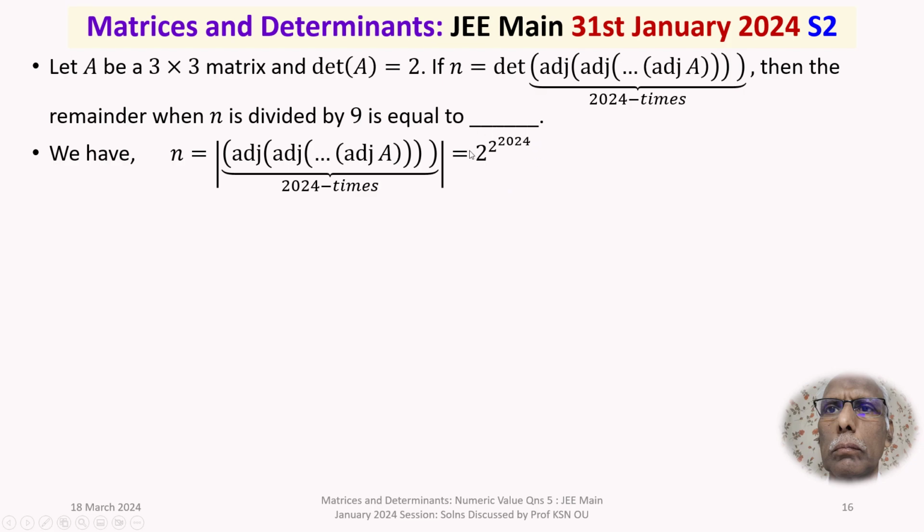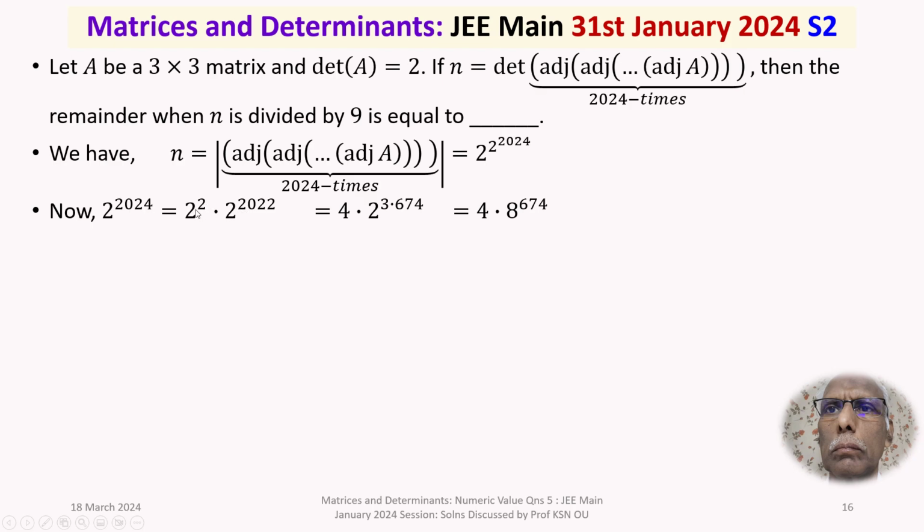Now we take 2 to the power of 2024, write it as 2 square multiplied by 2 to the power of 2022. 2 we have already taken, right?